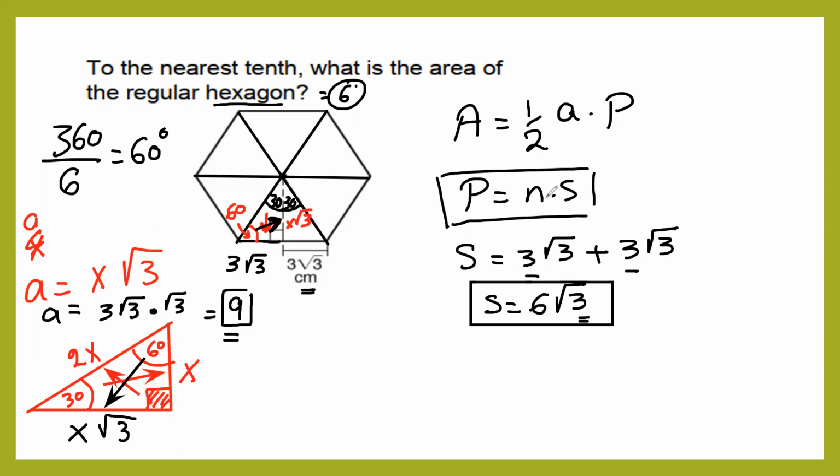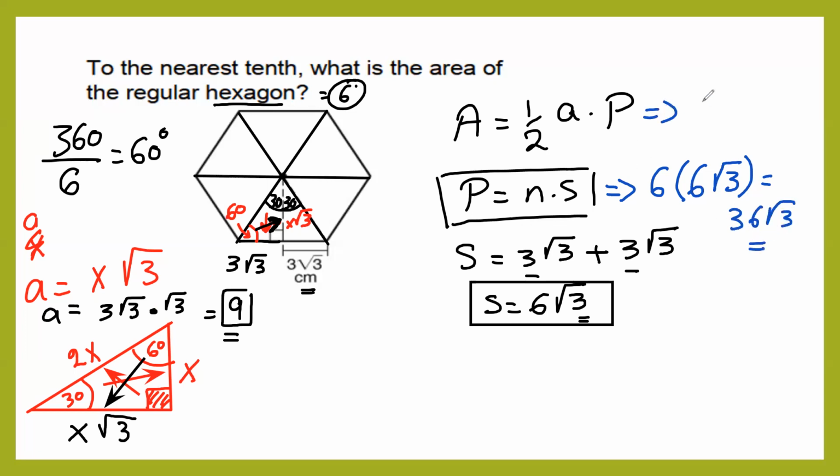Now, what I have to do is find the perimeter. What is the perimeter? It is n, I have 6 sides, times the side length itself, which is 6 square root of 3. Now, you can use a calculator, no problem in that. 6 times 6 square root of 3 equals 36 square root of 3, right?